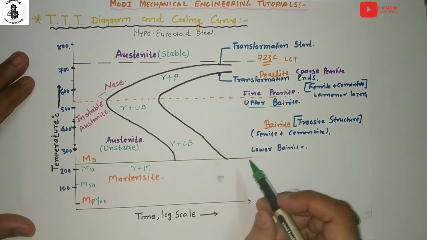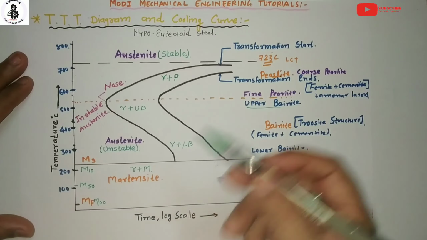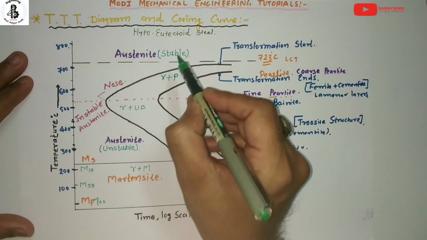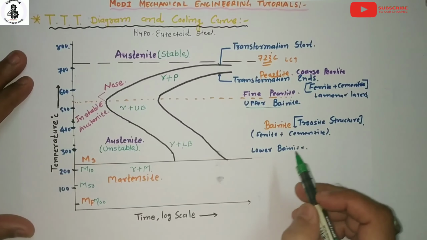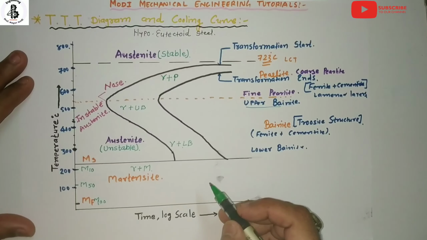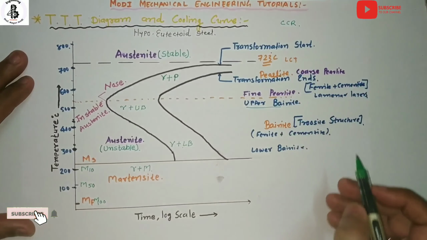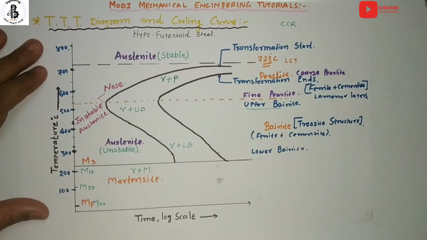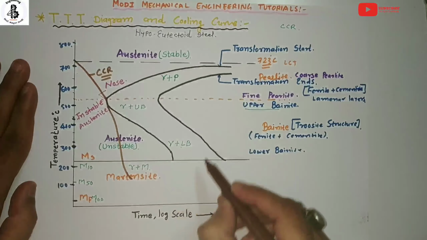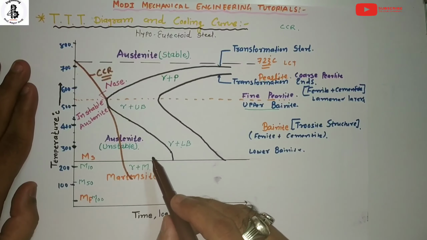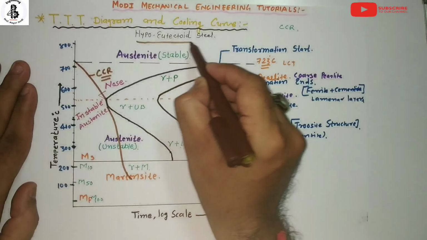According to the requirements of my application, I would like to select a cooling curve which will transform our stable austenite into a different phase. Now let's see the first cooling curve, which is the CCR, or critical cooling rate.